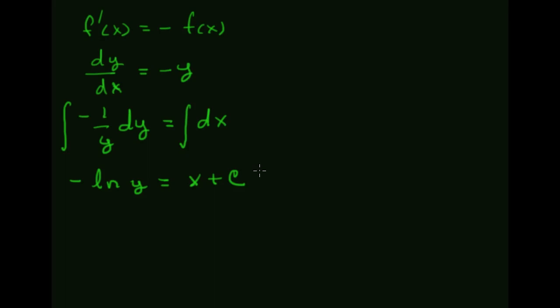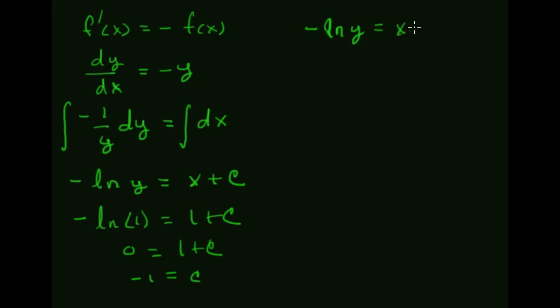We're given an initial value where y is 1 when x is 1. So we have that the negative natural log of 1 is equal to 1 plus c. So 0 is 1 plus c, which means c is negative 1. All right, so let's go back and plug that in for the c. The negative natural log of y is equal to x minus 1.